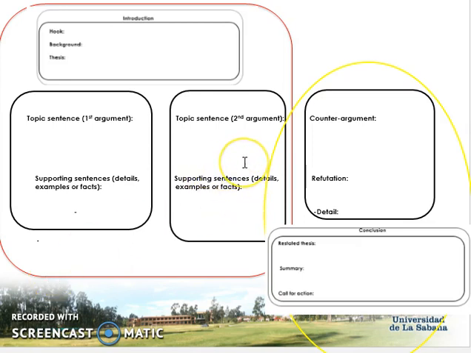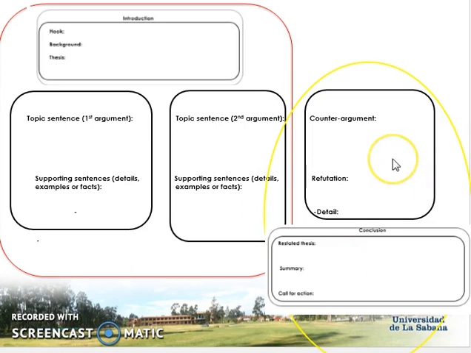So, the main focus from the first term was to write a perfect introduction that includes hook, background, thesis, as I said before, your position. Then you wrote the second paragraph that was the first argument with some details like examples or facts. The second argument, you include supporting sentences. Also, you include details, examples, or facts. Today, you're going to learn about the elements of the counter-argumentative paragraph and the conclusion.